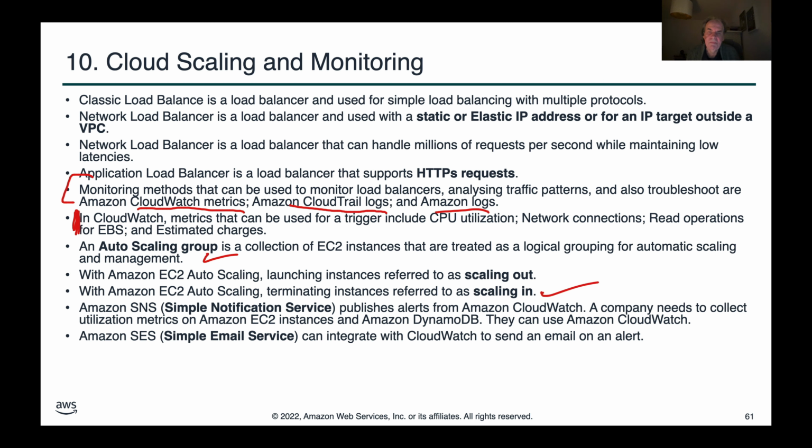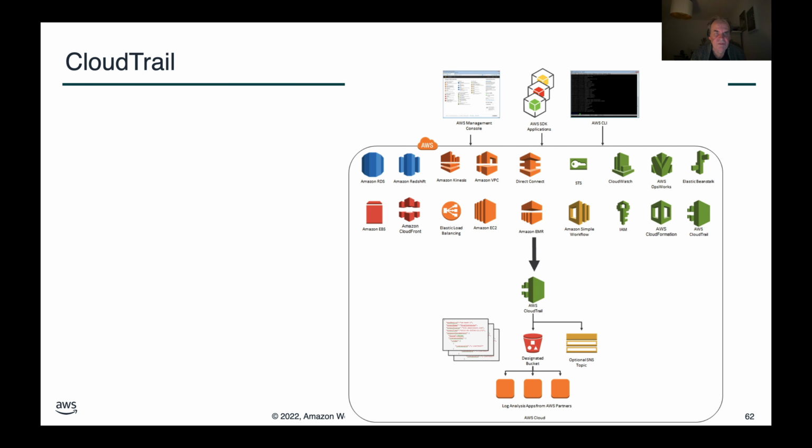And as I said, to cope with an increase in demand, we scale out, and to cope with a decreasing demand, we scale in. We can use the Simple Notification Service to make sure that we can alert through messaging. The Simple Email Service allows emails to be sent from CloudWatch, and we can also use the queuing system to decouple our applications.